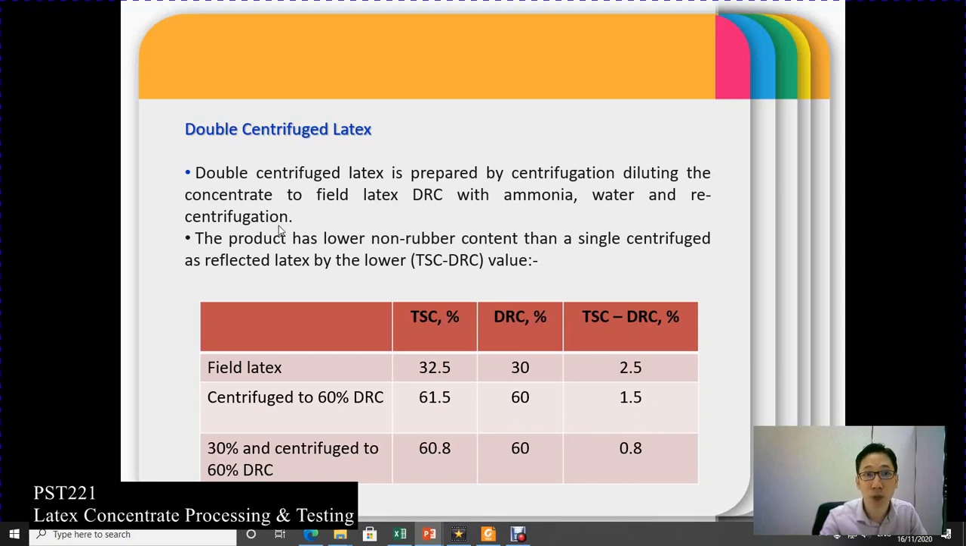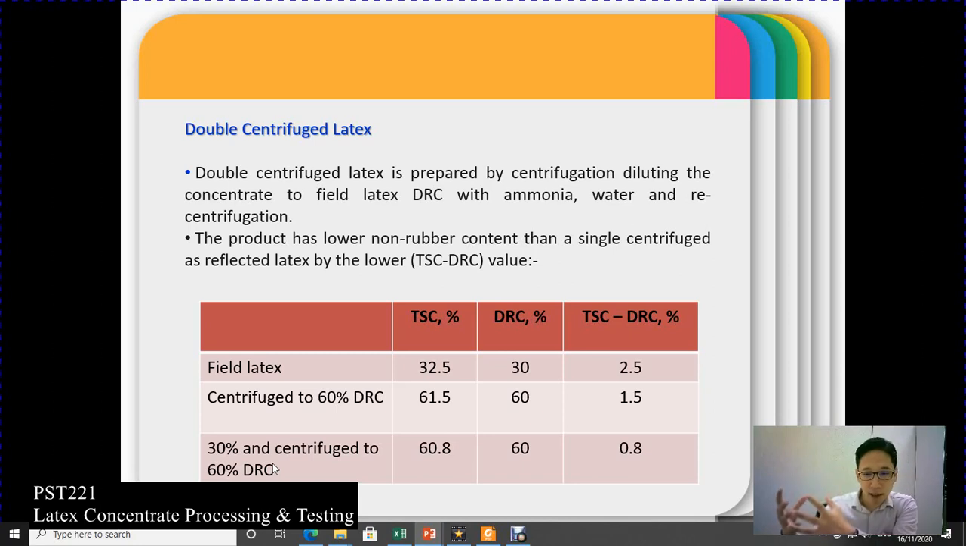But if you produce using double centrifuged latex, okay, 30% and centrifuge to 60%. So basically, double centrifuged latex is the process where you produce concentrated latex using the centrifugation process, and then you add ammonia and water again, and you recentrifuge it. So it means you use the centrifuge 2 times.